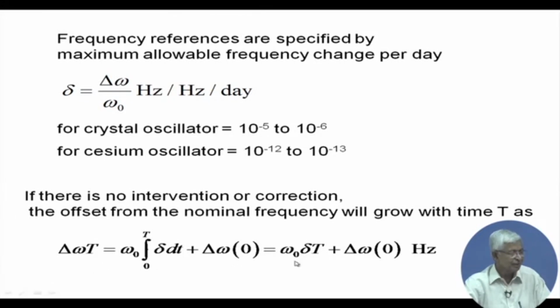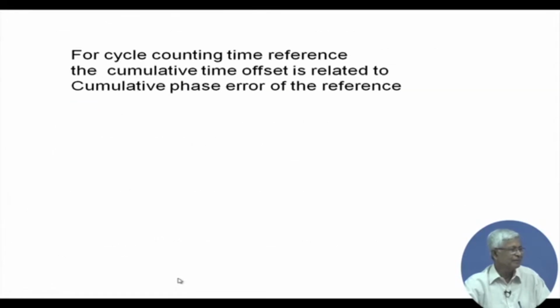So, it is omega naught delta into capital T plus delta omega at 0, that is the initial time when it started. So, this is without intervention over the time capital T. Now, let us see the time scale.